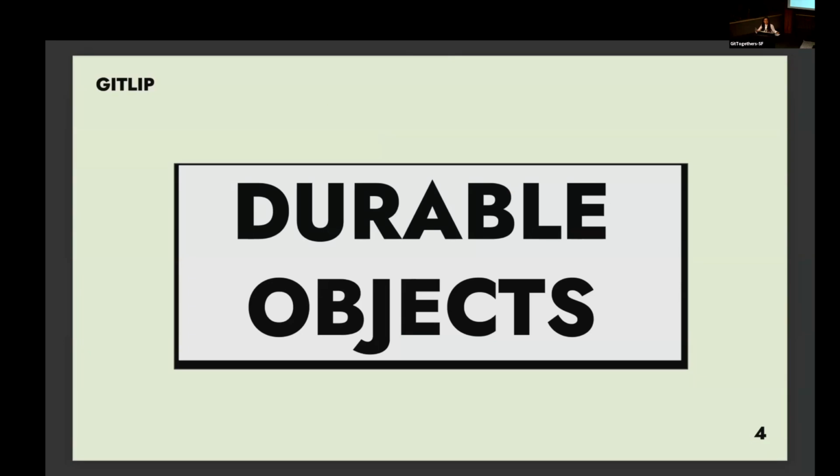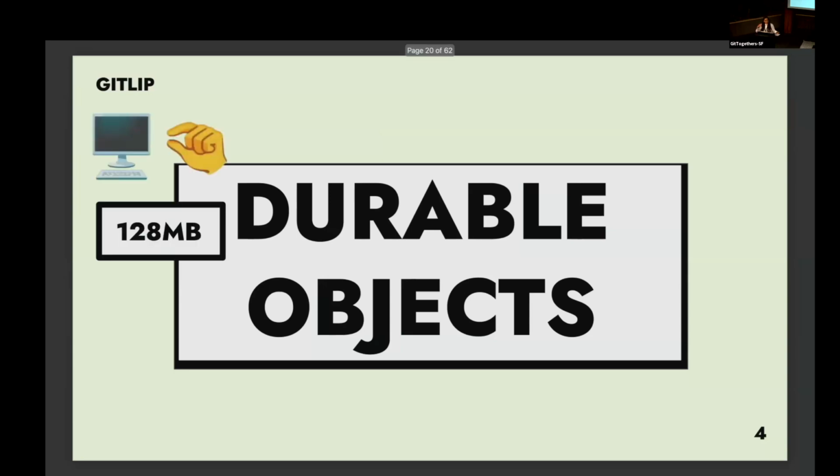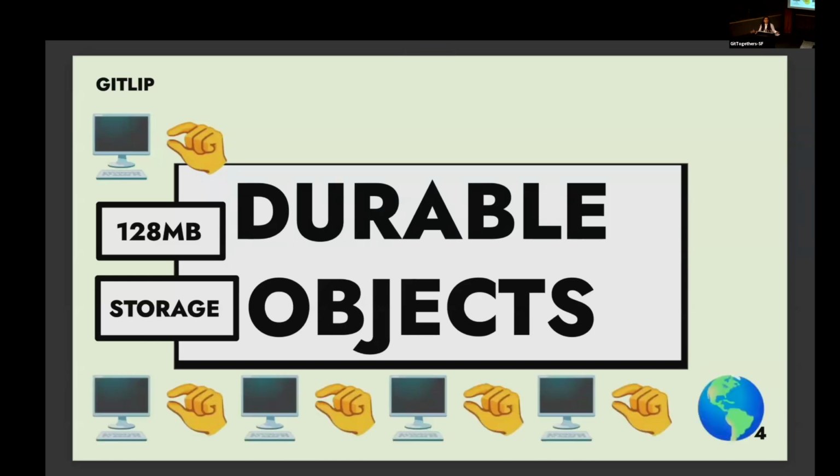Durable objects are what really got us thinking about building a serverless Git server. The best way to think about durable objects is that they are a mini computer that is single-threaded, has 128 megabytes of memory, has access to a strongly consistent transactional storage, and you can easily spawn millions of them distributed across the world.